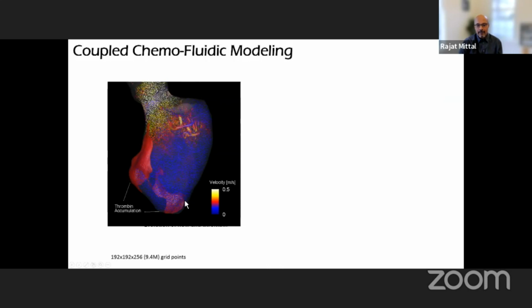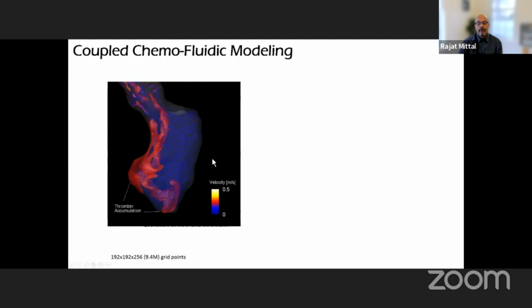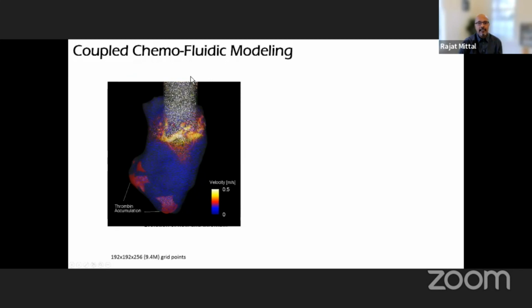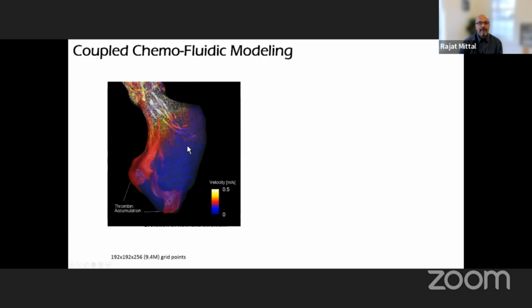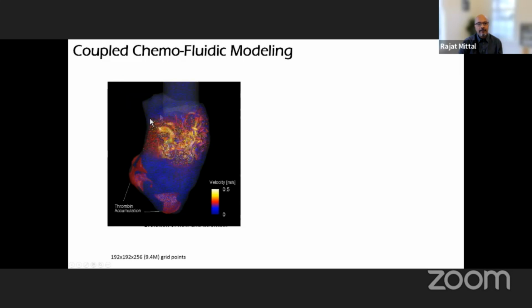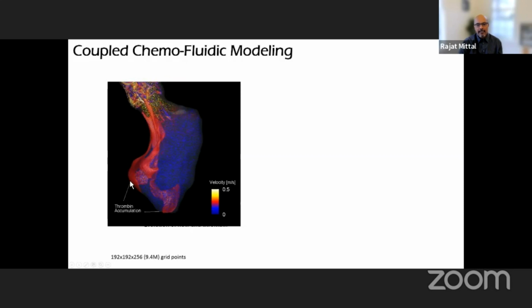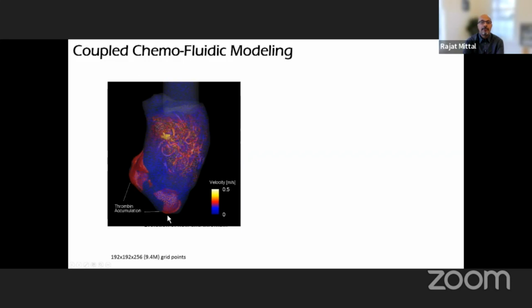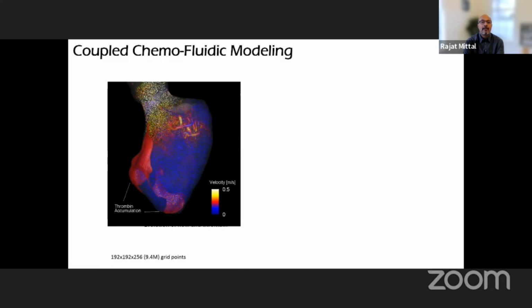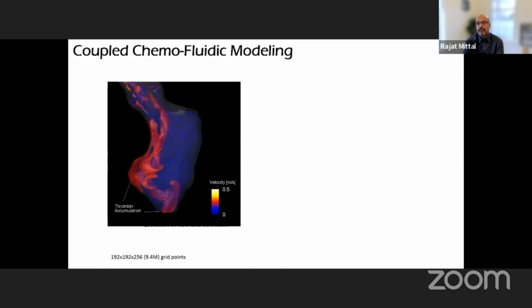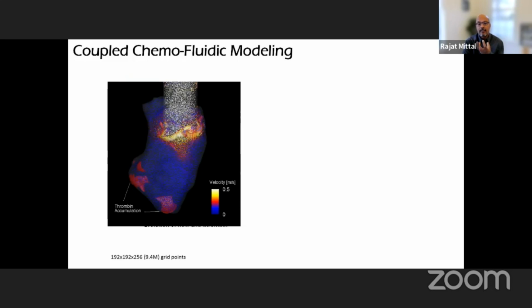So this is one of the patients who was considered high risk. What you're seeing here is the flow coming in from the mitral valve, and then the flow going out into the aorta. And you can see the vorticity, you can see the blood cells circulating inside the left ventricle. But more importantly, you can also see these isosurfaces of thrombin. And thrombin is one of the chemical molecules that is produced, which tells you whether a person is at high risk of thrombus formation or not.